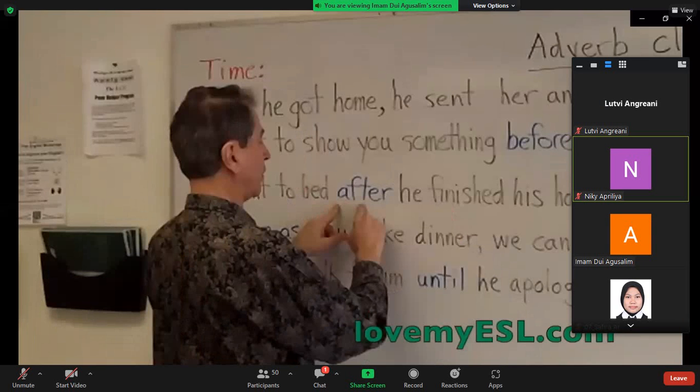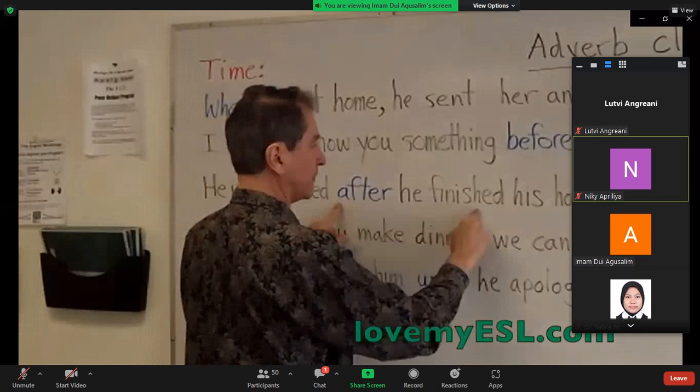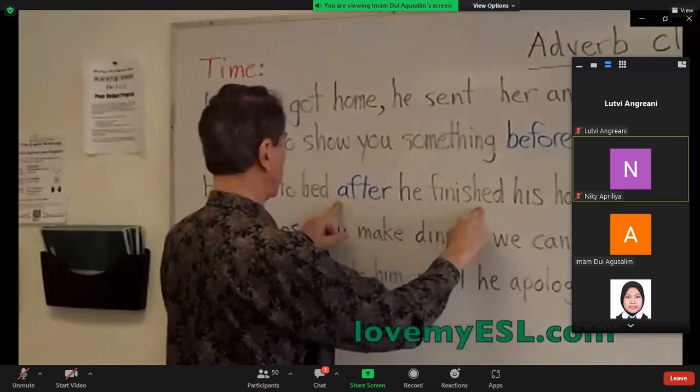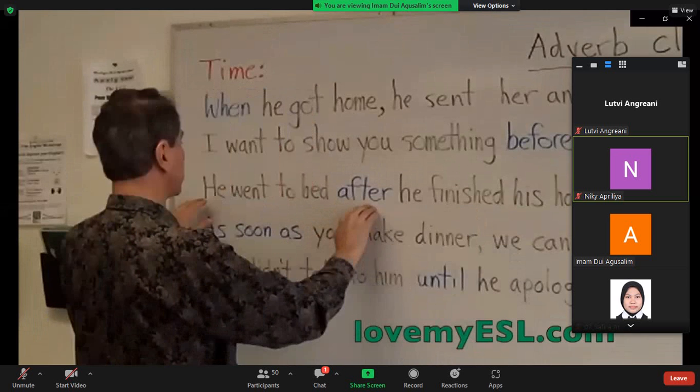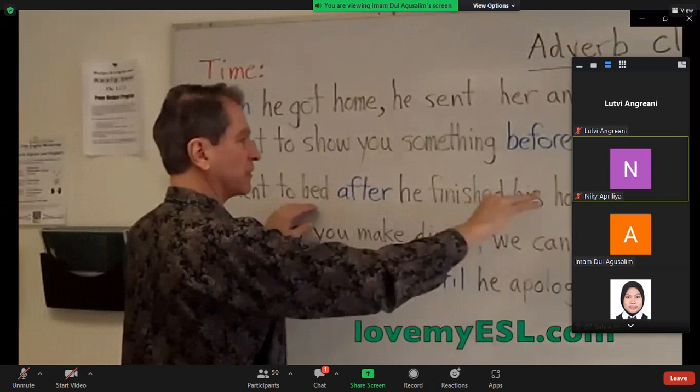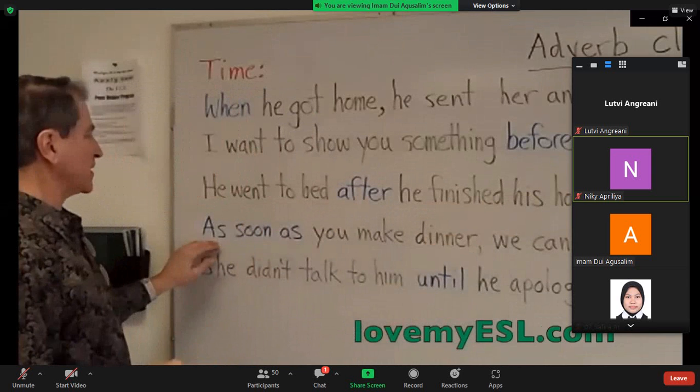Third example: He went to bed after he finished his homework. After he finished his homework, there's my adverb clause. I have a marker, and he finished, my subject and my verb. And all of this tells you the time that he went to bed. When did he go to bed? He went to bed after he finished his homework.